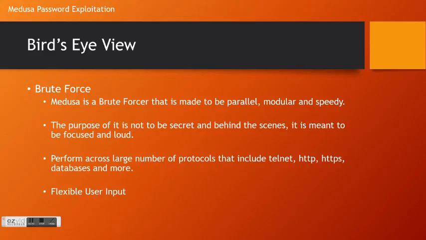The purpose is not to be secret or behind the scenes. It's meant to be focused and loud, so if anybody's watching their network, they're probably going to see suspicious activity. And it's performed across a large number of protocols that include, but are not limited to, Telnet, HTTP, HTTPS, and databases, and I will get to more later in the video at the end of the PowerPoint. Flexible user input is just whether you can enter in the command line a string or a number of strings, so it allows for both.